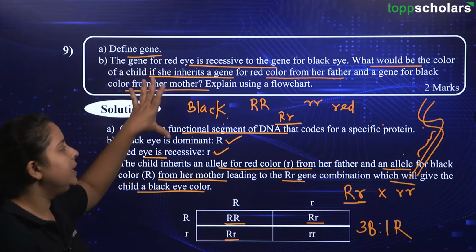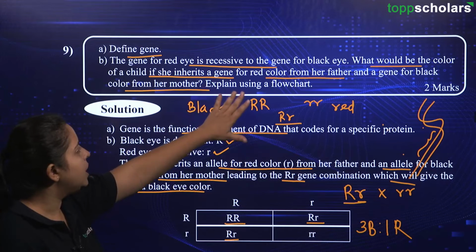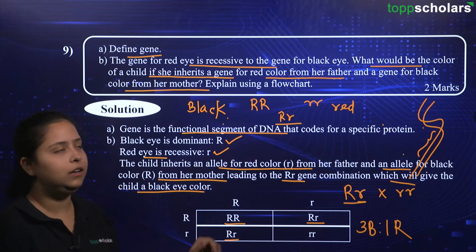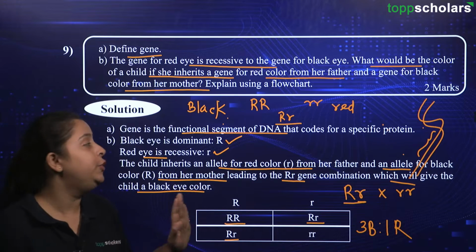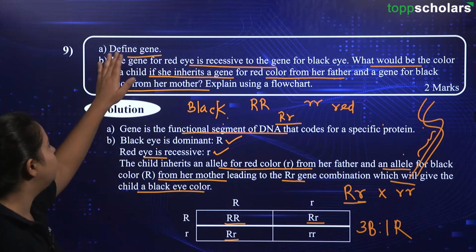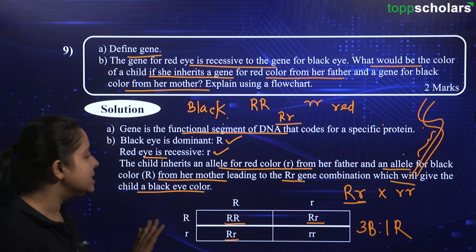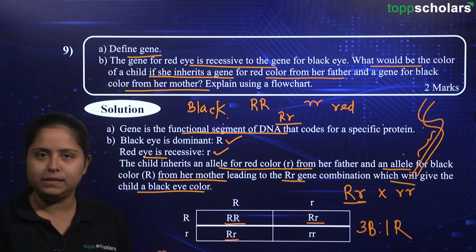Coming back to the question, it just asked you to show the flow chart of how the child is having black color. So, doing the things up to the F1 generation will be sufficient to give you these 2 marks. 1 mark for this and 1 mark for this. This part is for your understanding purpose, alright.